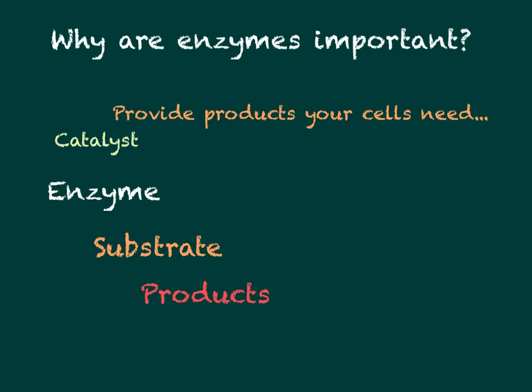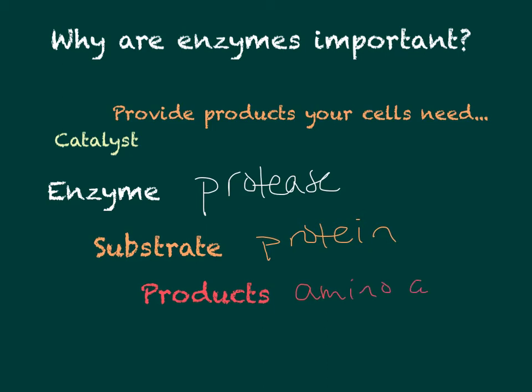Another example would be an enzyme called a protease. And a protease breaks down the substrate that is a protein. And there are different proteases that break down specific proteins, but this gives you the idea. And those proteins are broken down into their amino acids. And then your cells, or any animal or plant cell, can then use those amino acids to build new proteins and do jobs that that cell actually needs.